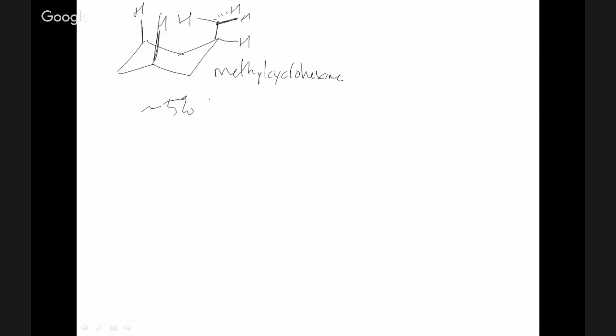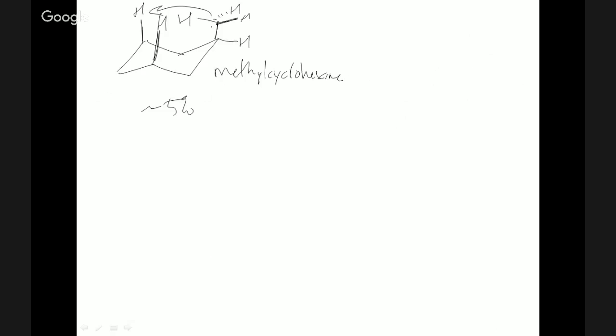Draw that one again. The methyl, just to kind of give you a picture. There's a steric interaction there. Again, this is methylcyclohexane. There's about 5% of the axial. Okay, so 95% of it is in the equatorial, 5% is in the axial. Okay, there are 2 diaxial interactions.